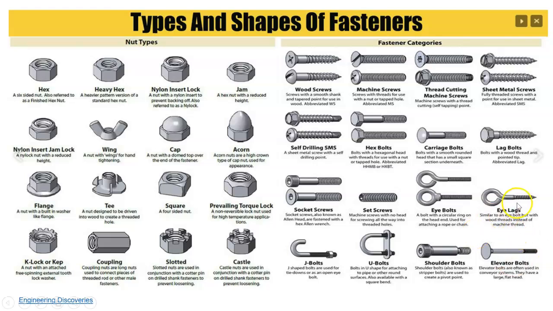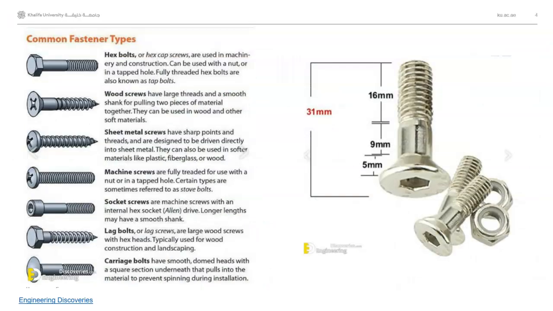So you want to start to get to know a little bit of the terminology, so that when you're thinking of a design, maybe you can realize that there are different kinds of fasteners that might be just perfect for your application. So here's a list of the common types of fasteners that you might encounter: hex bolts, wood screws, sheet metal screws, machine screws, socket screws because of the way that you drive it, and these are called lag screws or lag bolts, carriage bolts, and so on.